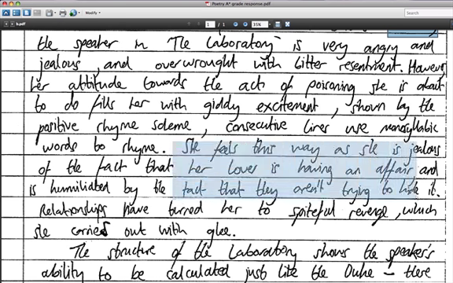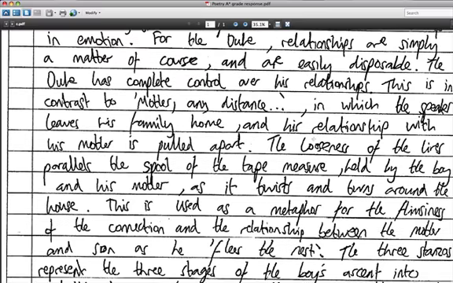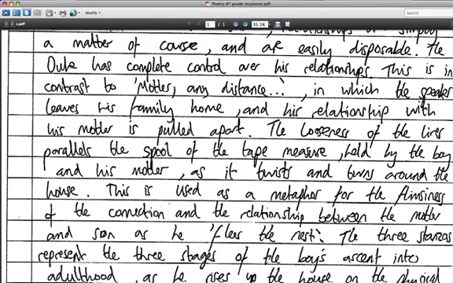For the Duke, relationships are simply a matter of course and are easily disposable. So that's again linking to the theme, the ideas that are there. The Duke has complete control over his relationships, and this is in contrast to Mother Any Distance, in which the speaker leaves his family and his relationship with his mother is pulled apart. The looseness of the lives parallel the spool of tape measured held by the boy and his mother.